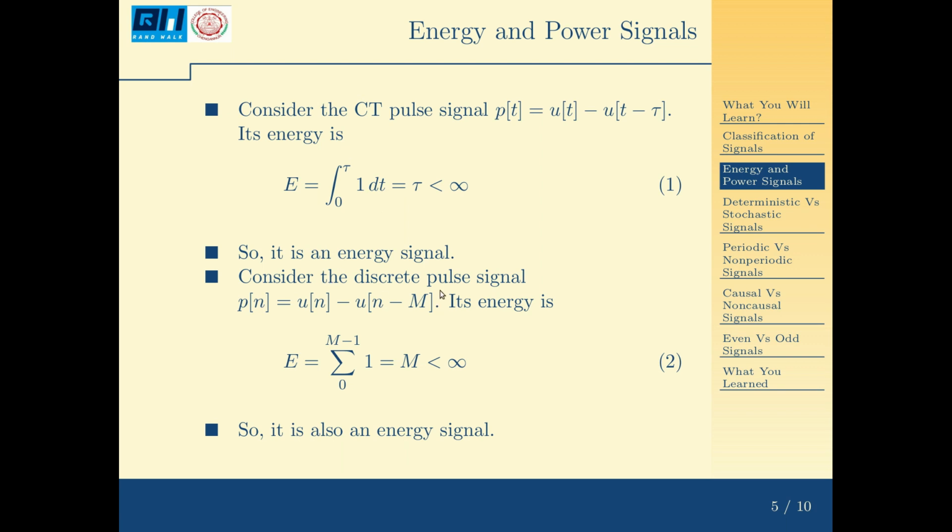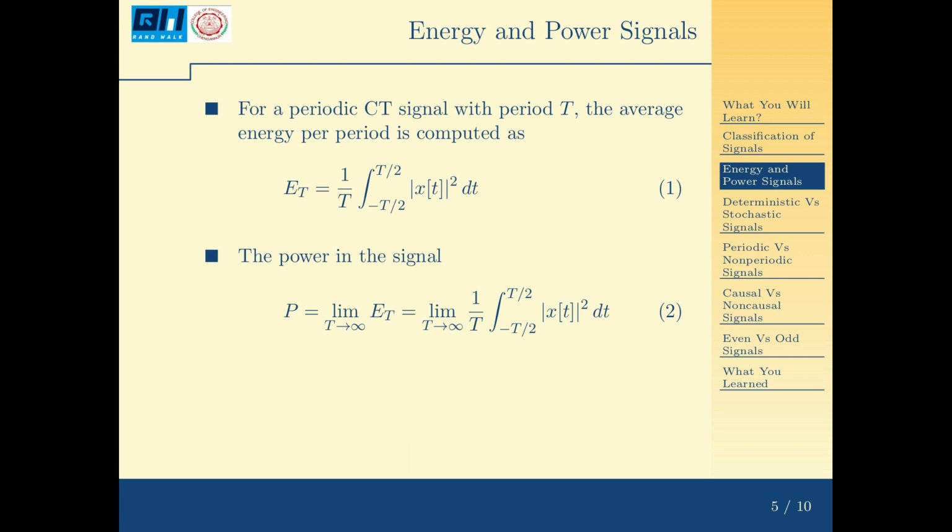Let us consider the discrete equivalent of this, say p of n, that is u[n] minus u[n minus m]. It's a discrete case of this. So its energy will be the sum from 0 to m minus 1, since this signal is 1 from 0 to m minus 1. That is m, which is less than infinity. So this is also an energy signal.